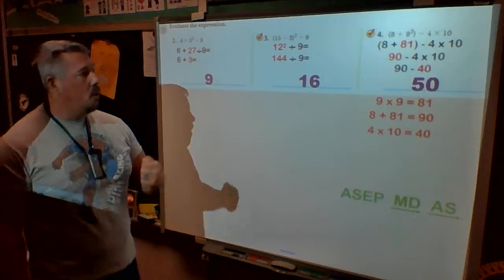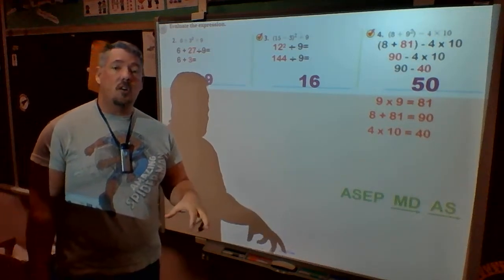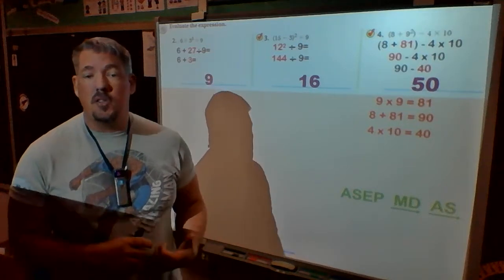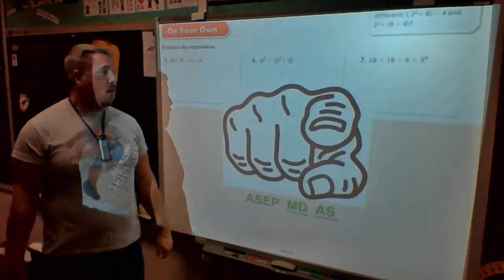Step by step, rewrite the math problem, show your changes, make sure your changes are correct. How can you check to make sure your changes are correct? By using your handy-dandy calculator and plugging it in to solve it.